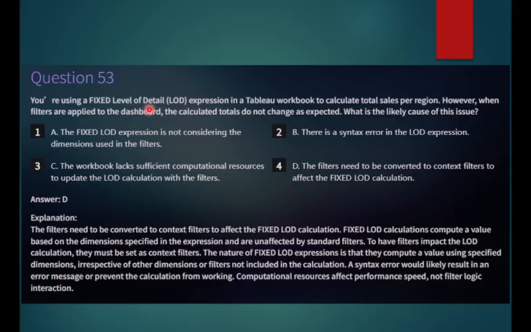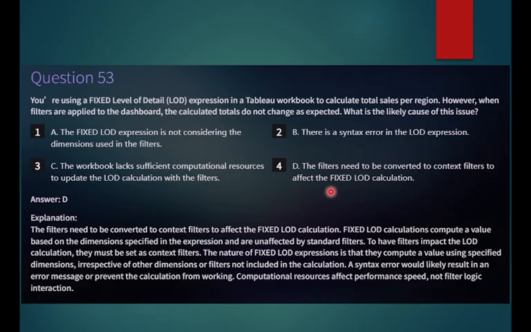You are using a fixed level of detail expression in a Tableau workbook to calculate total sales per region. However, when filters are applied to the dashboard, the calculated totals do not change as expected. What is the likely cause of this issue?